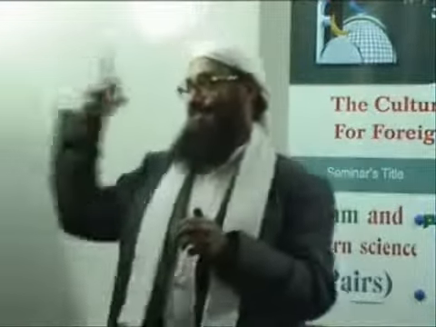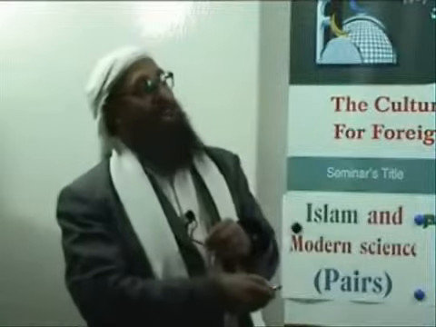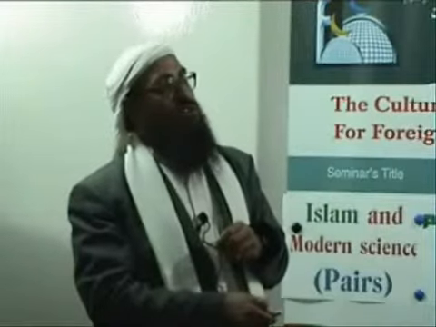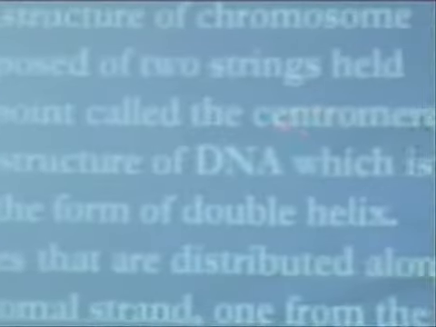So, this is really a concern of the number of chromosomes inside the cell. They exist inside the cell in pairs. What about the chromosome itself? Parity is also in the structure of the chromosome, which is composed of two strings held together at a point called the centromere.